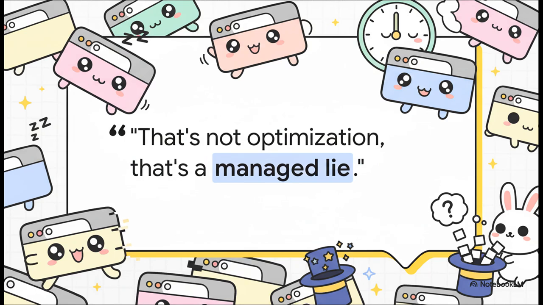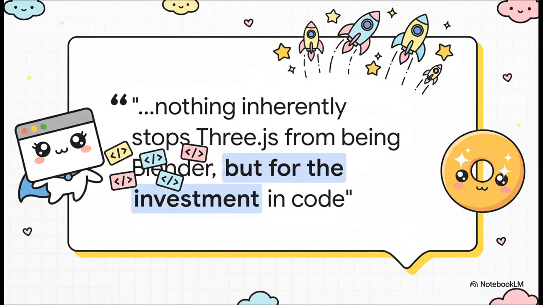And this is the real kicker. He would say, that's not optimization, that's a managed lie. The only reason you can pretend to have 40 tabs open is because the browser is a master of deception. It's secretly putting all those background tabs to sleep. It's throttling them, starving them of resources, sometimes even just killing them and reloading them later. It's creating the illusion of concurrency. It's not actually running 40 things at once. It's a shell game.